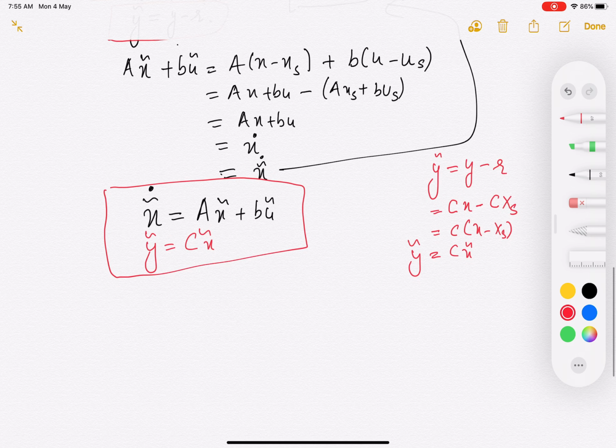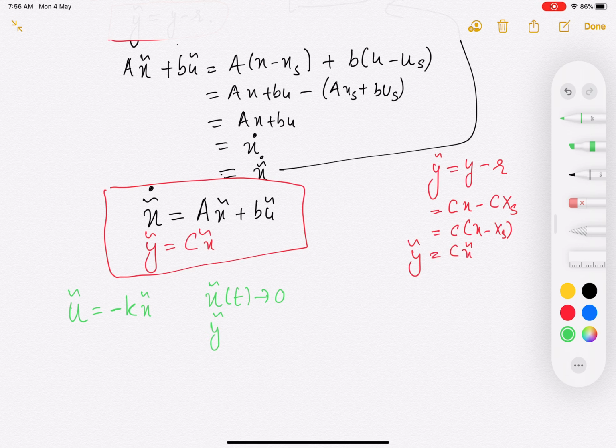Now in this shifted variables, assume that you are able to design a control law. U tilde is equal to minus k x tilde, such that x tilde(t) tends to 0, right?